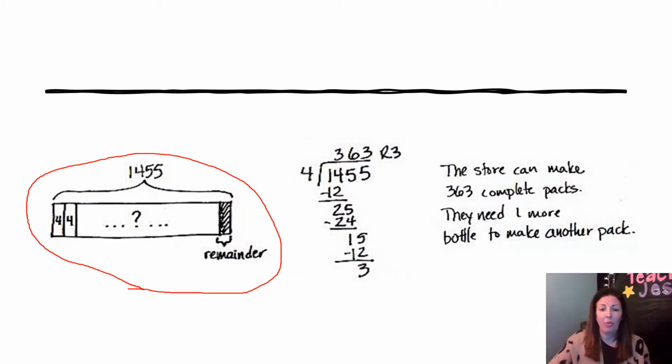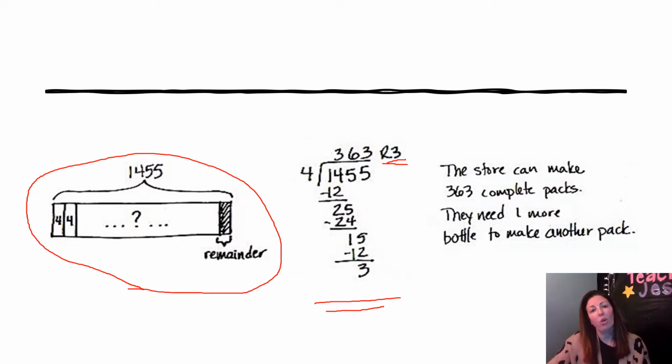Then you can see on our slide, we have our standard algorithm of how we would go about answering this problem. So we would take our 1,455 bottles and we would divide that by 4 because as we remember, they want to put it into packs of 4. So we go through that, we divide it, we see that we are able to make 363 complete packs. But then we notice that there is a remainder. We have 3 left over.